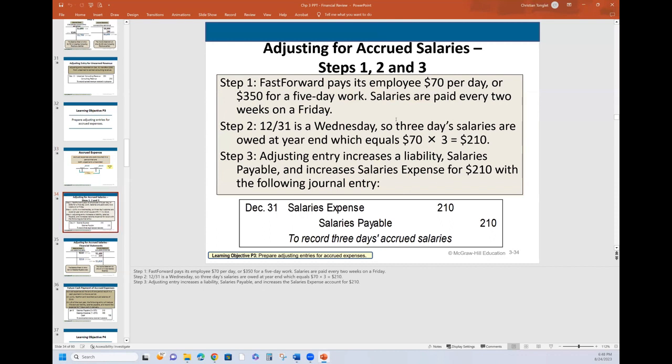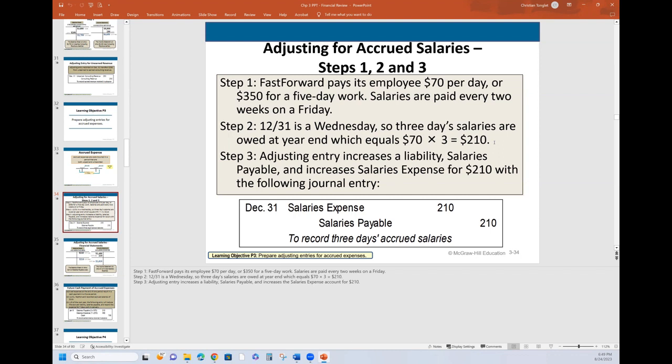Okay, so we're going to look at this through accrued salaries. So we have the employees, they get paid $70 a day, $350 for a 5-day work week, and they're paid every 2 weeks on a Friday. So 12/31 is a Wednesday. We need 3 days of salaries, which equals $70 times 3 days to come up with $210. So we need to make the adjustment to record those 3 days. So it's $210 as my expense for salaries.